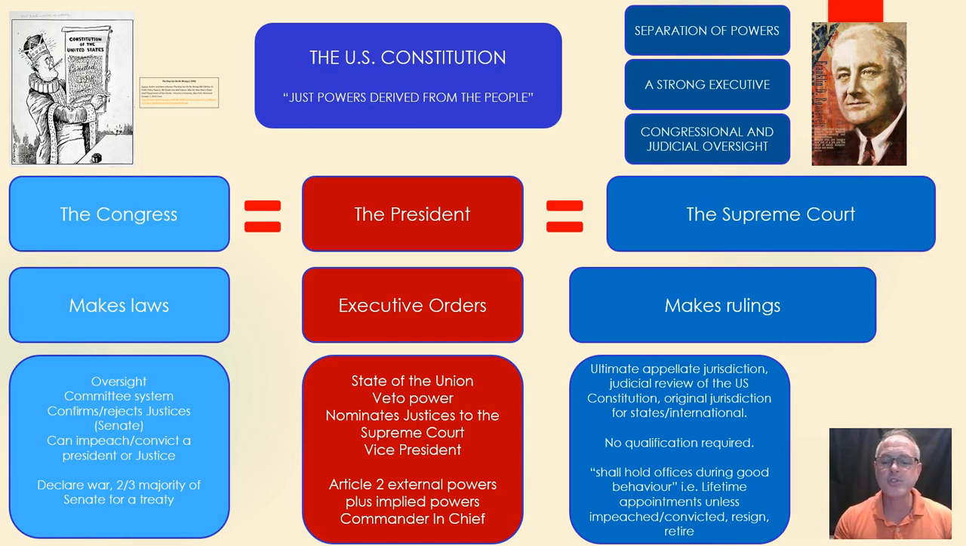And those justices shall hold their offices during good behaviour. Generally speaking, that means if they don't stuff up, they can stay a justice of the Supreme Court. That often means their lifetime appointments, unless they're impeached by Congress and convicted by Congress, they resign or they retire in office.